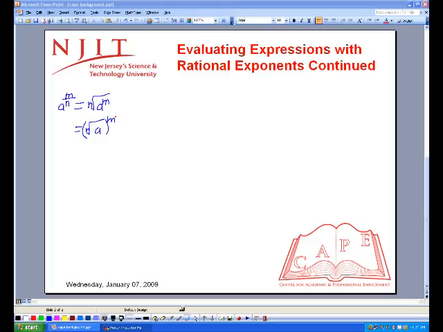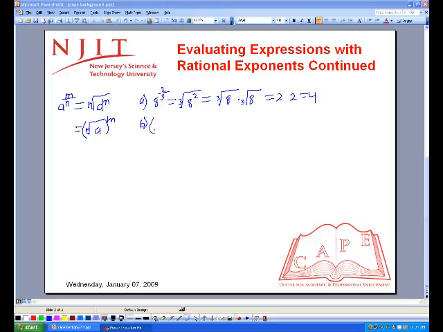Now let's look at some examples. Say we have 8 to the 2/3, which is going to equal the third root of 8 squared, which equals the cube root of 8 times the cube root of 8, which equals 2 times 2, which equals 4.